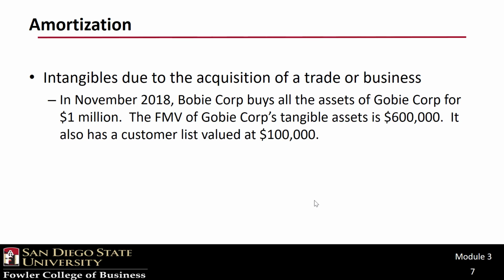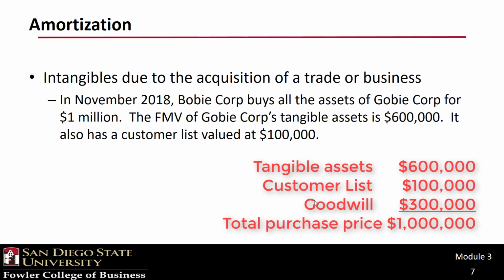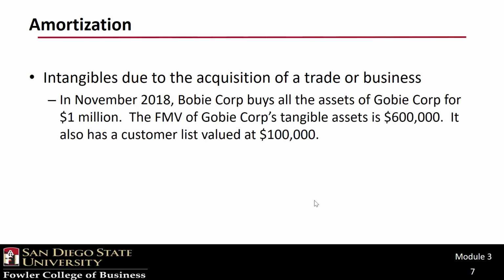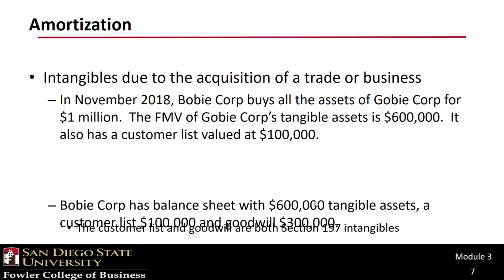So if Gobi acquires a business for $1 million, and the fair market value of the tangible assets is $600,000, then Gobi will end up with tangible assets of $600,000 and intangible assets of $400,000 on its balance sheet under purchase accounting. In this case, the intangibles are $100,000 for a customer list and $300,000 of goodwill. Both of these intangibles will be treated as Section 197 intangibles.